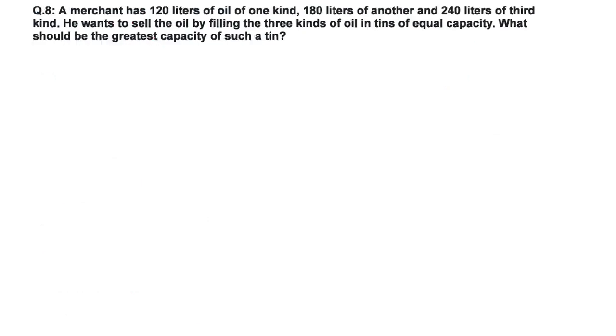A merchant has 120 liters of oil of one kind, 180 liters of another, and 240 liters of a third kind. He wants to sell the oil by filling the three kinds of oil in tins of equal capacity. So these are three cans or three tins of equal capacity. What should be the greatest capacity of such a tin? When it says greatest, that means highest, and common means we need a common factor which pertains to all these three. So we have to find out the HCF of these three.